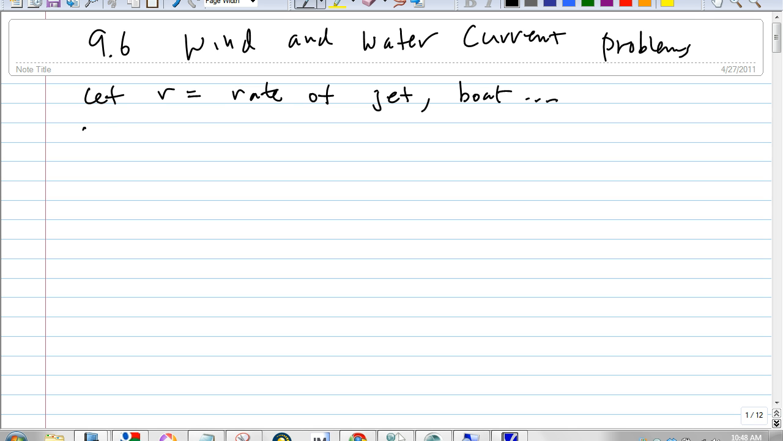Also, let W be something. Guess what the W stands for? Wind. What about the wind? The rate of the wind. Does it always have to do with wind? What if I'm on a boat or something? It'll be the rate of the water or the current, okay?